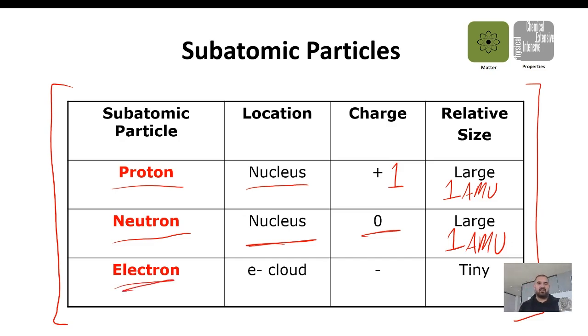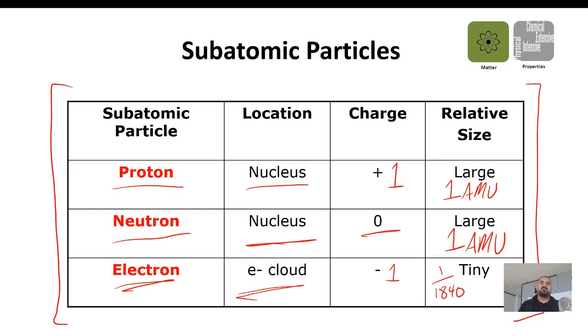All right, electrons, where do they stay at? And then for charge, we're going to put -1. So 1 electron will counterbalance 1 proton. So 1 proton and 1 electron will create a net charge of 0. We'll talk about that later. We're not there yet. All right, so relative size for electron, we put tiny.